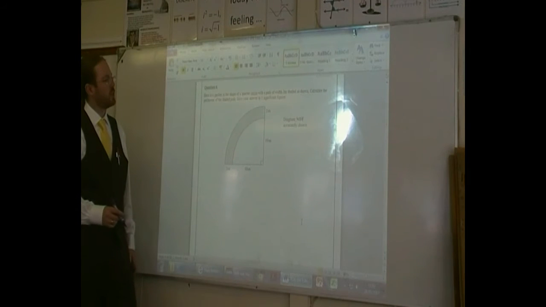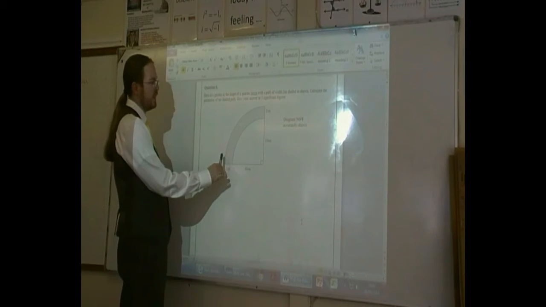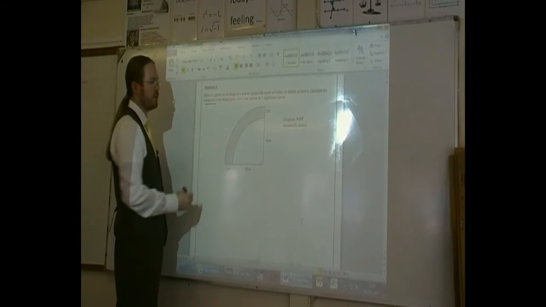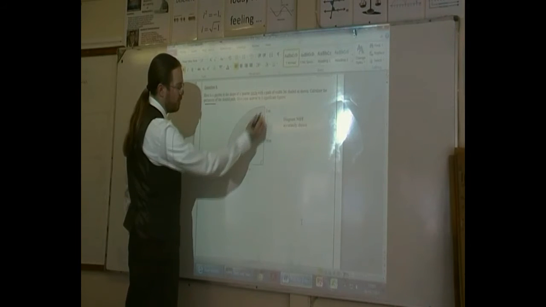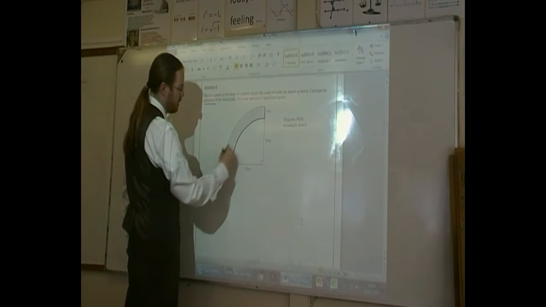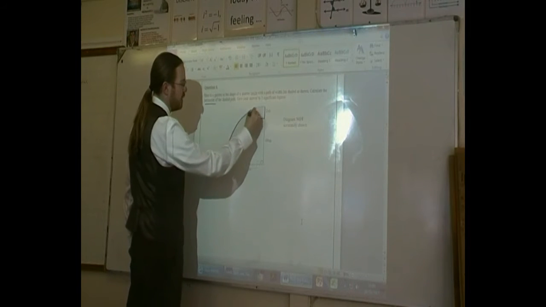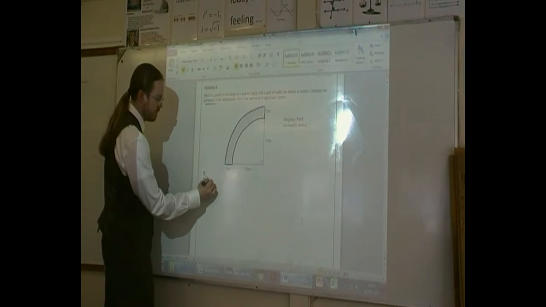Here is the garden in the shape of a quarter circle with a path of width 2 meters shaded as shown. Calculate the perimeter of the shaded path to 3 significant figures. You notice that it's asking you for the perimeter, not the area. So if it's the perimeter, what we're interested in is the 2 meters there, and then one arc and another arc. So I'm going to do the small arc first.